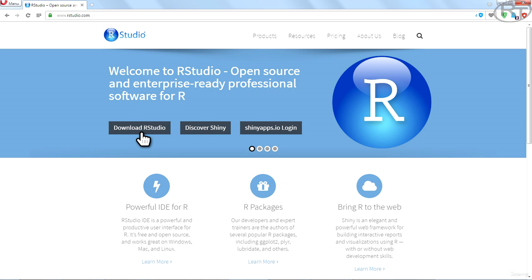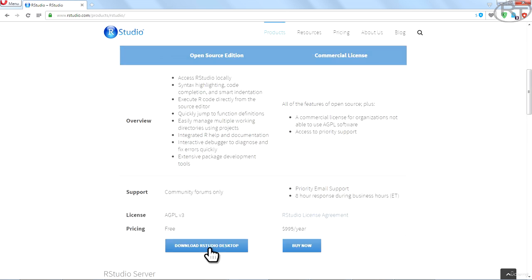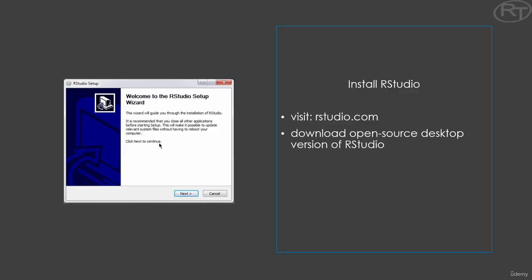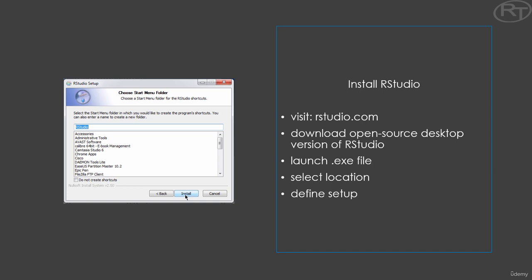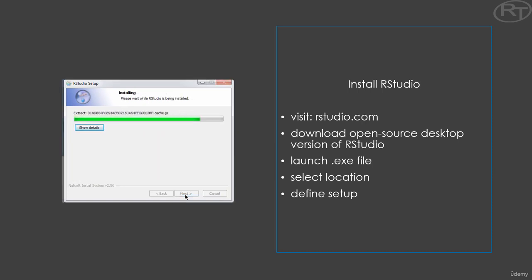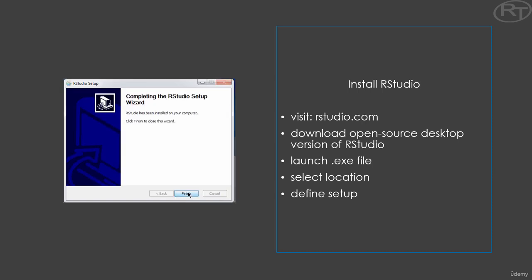Since we now have R on our machine, we can start downloading and installing our second component, RStudio, which we are adding atop of R. For RStudio, just go to rstudio.com and click on Download RStudio. Select the open source version of RStudio Desktop. You can select your operating system and download the installation files. After that, you can run the .exe file, which will ask you for installation location and the start menu folder.